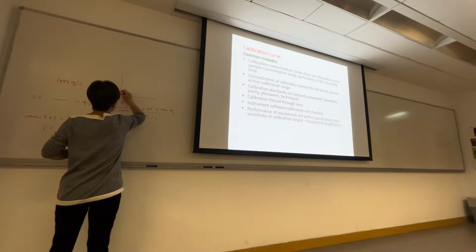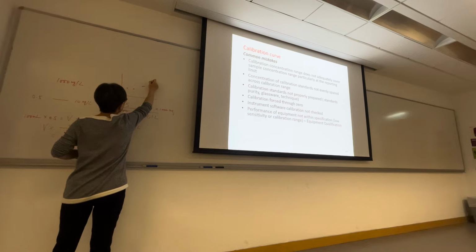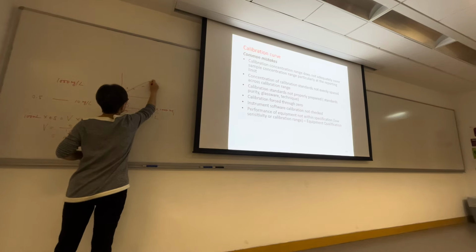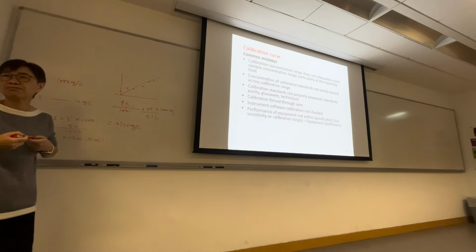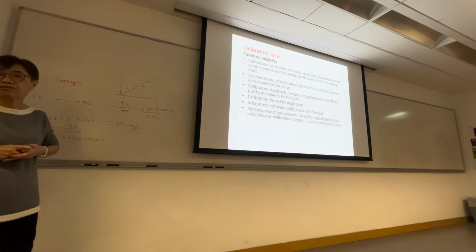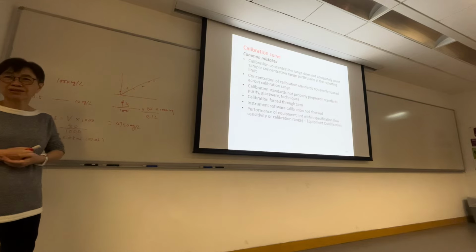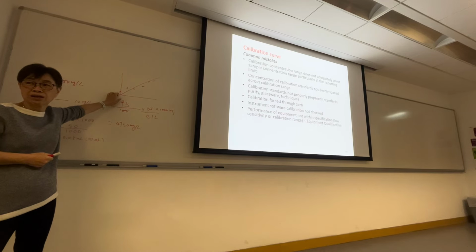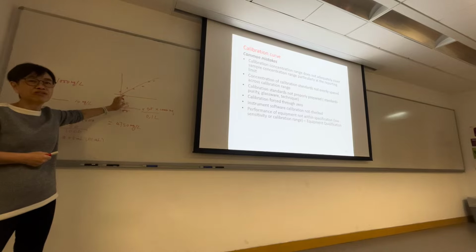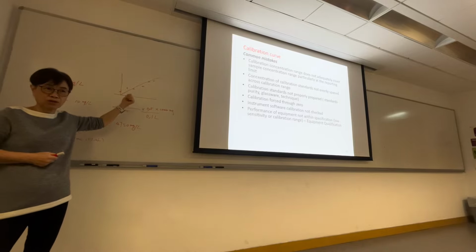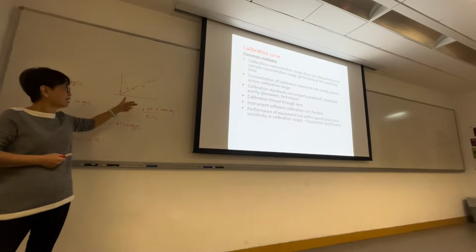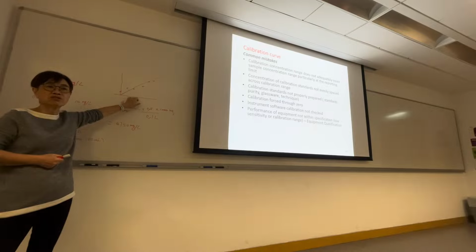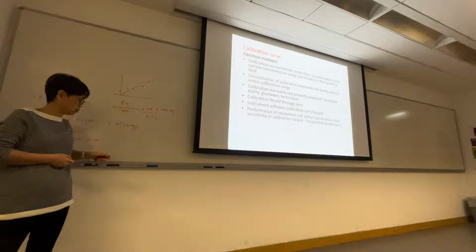Example, the 0 point basically should be here. And then forcing full 0. That is forced 0. 0 will be 0. That means you haven't corrected for the intercept. And this will affect both the slope and also the intercept. And the effect will be much more serious at low concentration.